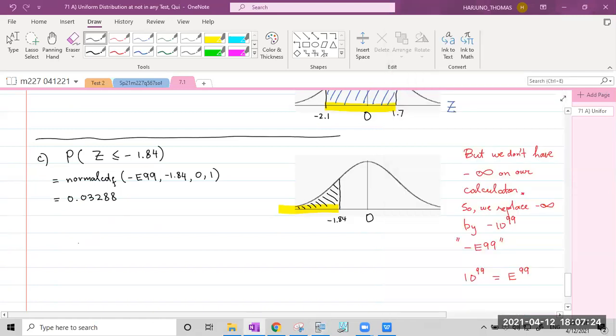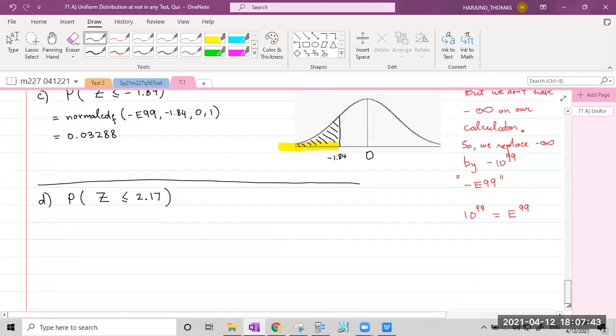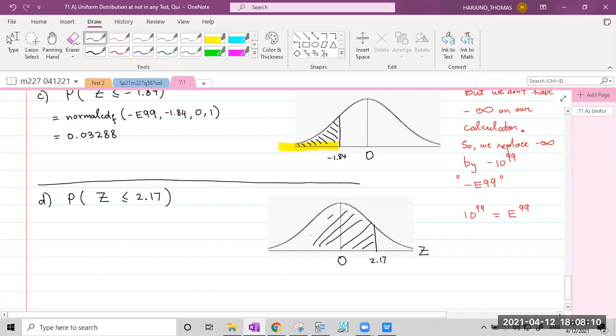Now let me ask you to try this. Please practice now. If you have a question, ask me now. Find the probability that Z is less than 2.17, to the left of 2.17. So if this is my standard normal distribution with mean zero, 2.17 is to the right of zero, but I need the area to the left of that, which means the interval will be from negative infinity up to 2.17.